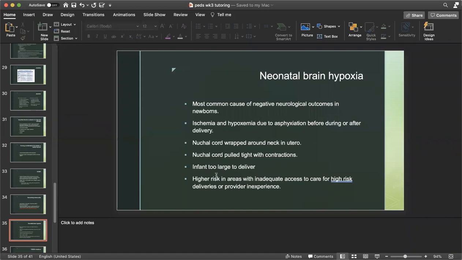So for an infant too large to deliver, that could be a mom with gestational diabetes, so an LGA baby, or the umbilical cord wrapped around the neck. I know you guys have probably heard about that before. So just keep those things in mind. Those are what could cause brain hypoxia in infants.